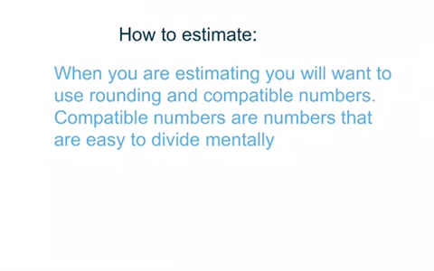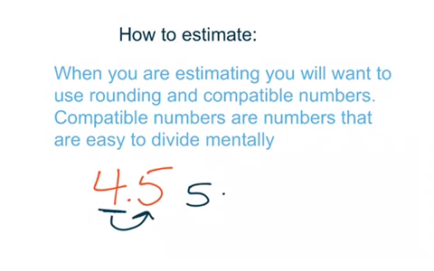Okay, so how do we estimate? When you're estimating, you're going to want to use rounding and compatible numbers. A lot of you have already seen rounding, right? If we have 4.5, we always look to the right of the number. So if I'm rounding this number right here, I look to the right of it. If it's 5 or more, we're going to round up. So that is going to be approximately 5. Compatible numbers are just numbers that are easy to divide mentally, okay? All right, let's dive in here.